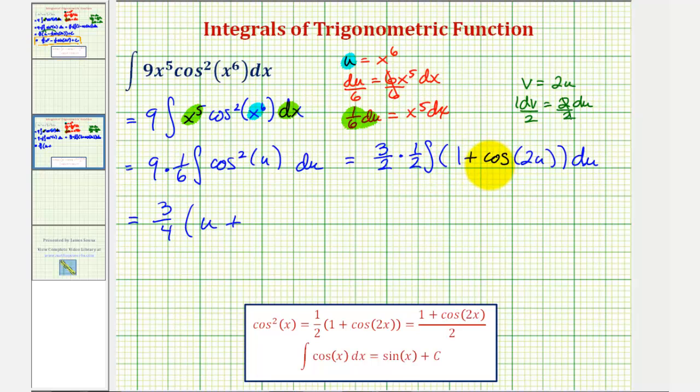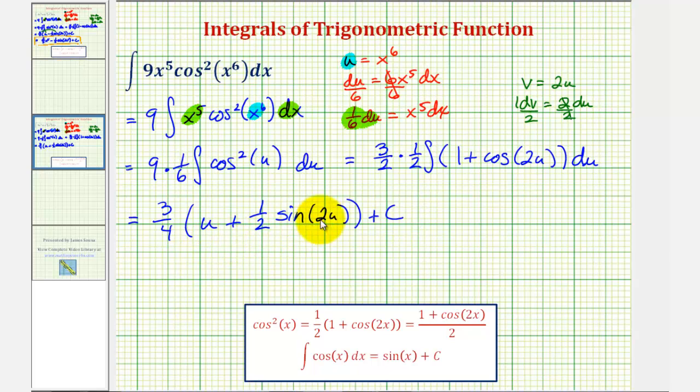So we'd have an extra factor of 1/2 when integrating. So we'll have plus 1/2 times the integral of cosine v, which would be sine v, and we know v is equal to 2u. So we have 1/2 sine 2u, and then plus c.